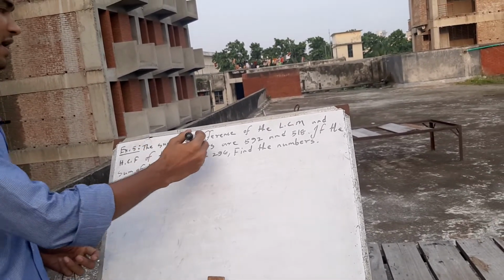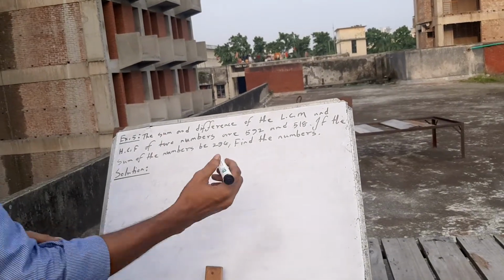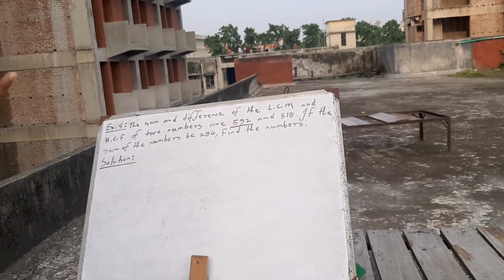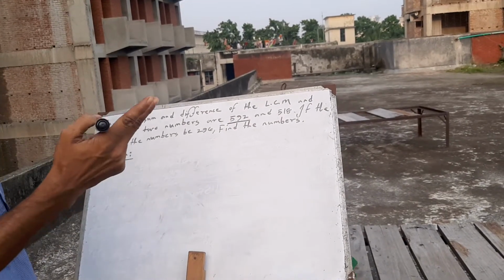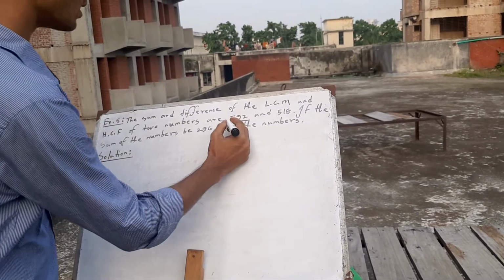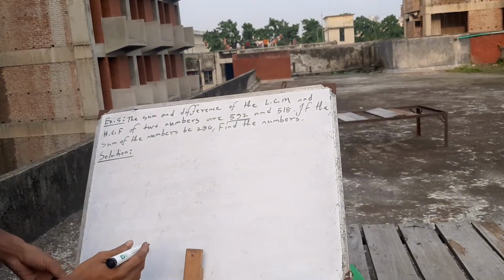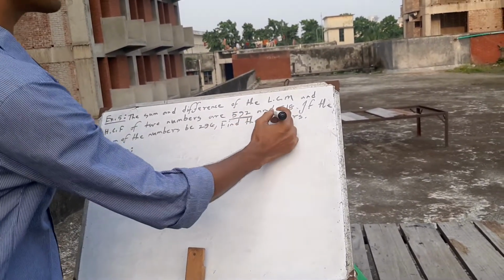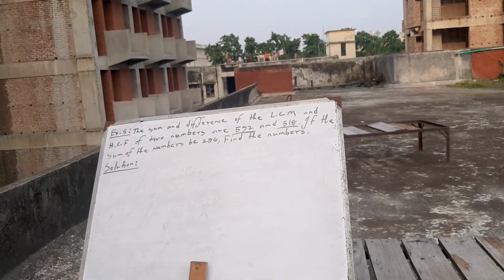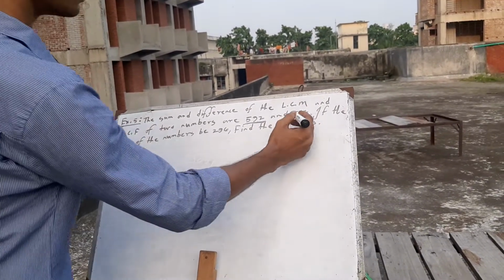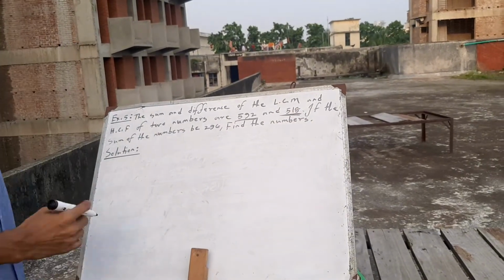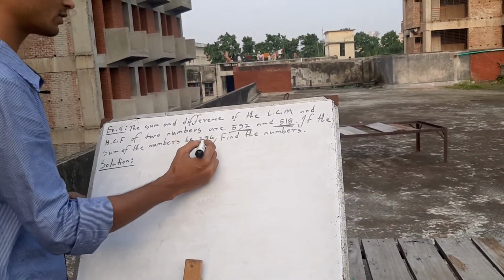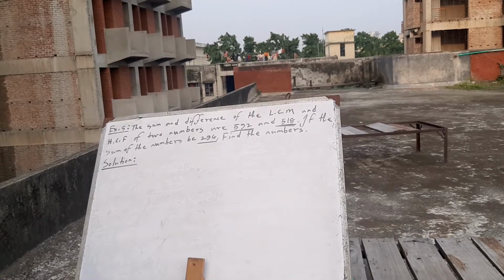The first part is the sum and difference of the LCM and HCF. That means here is our sum of LCM and HCF for a group of numbers consisting of two numbers. The sum of LCM and HCF is 592, and their difference, that means the difference between LCM and HCF of the two numbers, is 518. The sum of the numbers is also given, 296, and we have to find the numbers.